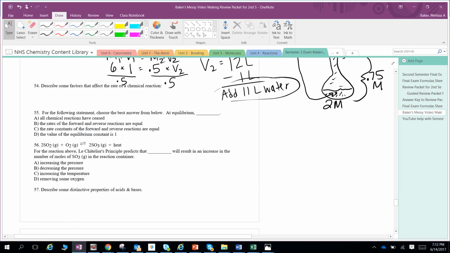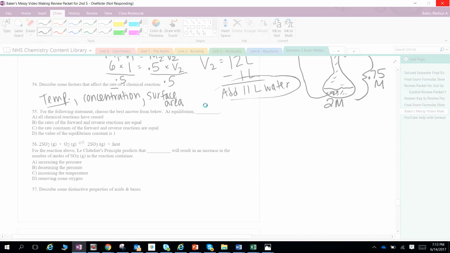Some factors that affect the rate of a chemical reaction. We talked about a lot of these in class. If you heat something up, the molecules move faster and collide more with the reactants. So the increase in temperature will increase the rate. Concentration. If you have a more concentrated solution, there's more solute dissolved in it that can collide more and again increase the rate. Surface area. If you crush something up, you increase the surface area and create more opportunities for collisions to occur.